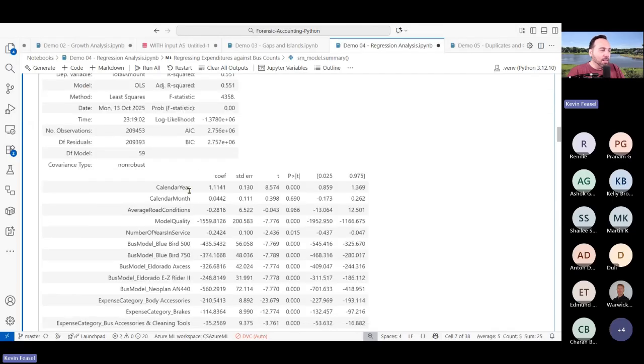If I go down and look at each of these, what this is telling me is that this coefficient is multiplied by the value of calendar year, multiplied by 1.11, and that's going to give me my weight of calendar year versus line item amount. You'll notice that this is positive. What that's saying is we have more money that we're spending on an annual basis, all other things considered, all other things equal.